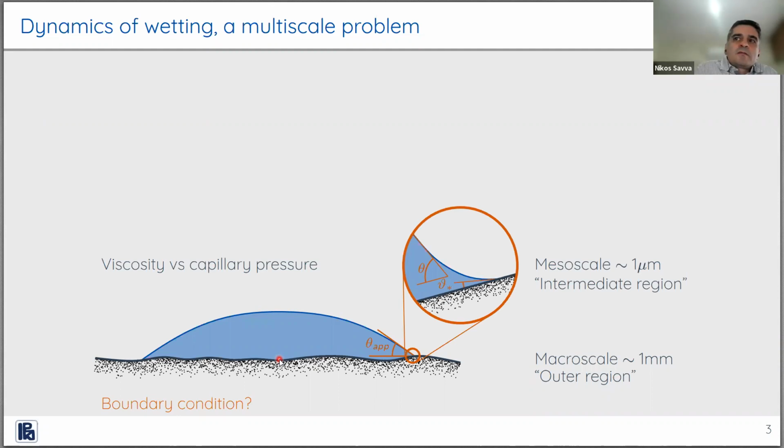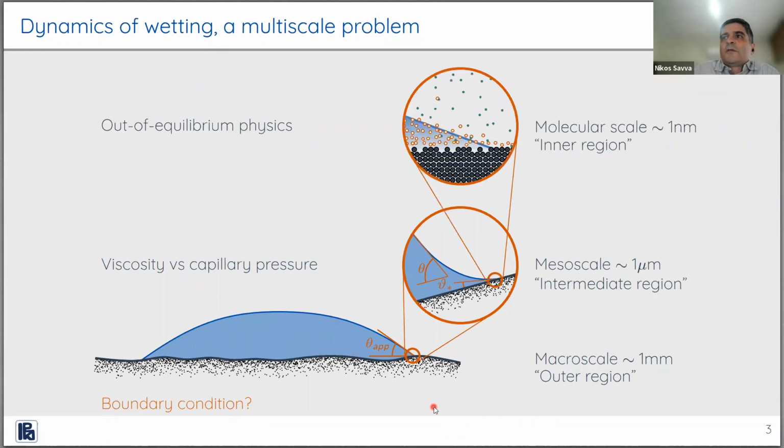so to understand why this is the case, we need to start zooming into the contact line region. For example, in the mesoscale region, of the order of microns, that's the intermediate region, we have the competition of viscosity and capillarity, and you observe a different angle. Before we observed the apparent angle, and now we observe different angles present. And if we keep zooming into the contact line region, even at molecular scales, we have out of equilibrium physics that manifest themselves at these scales. And we see that these effects ultimately alter how the large scale droplet behaves.